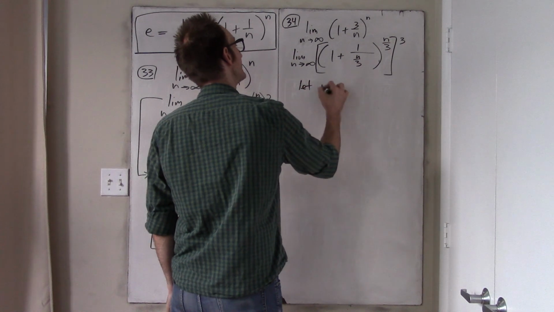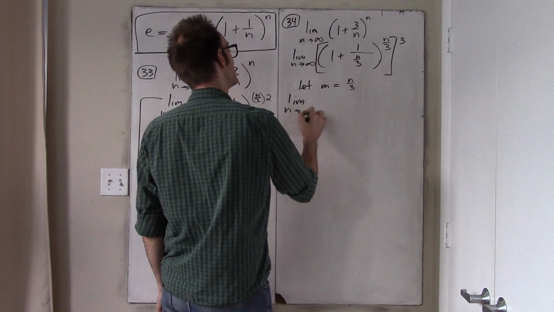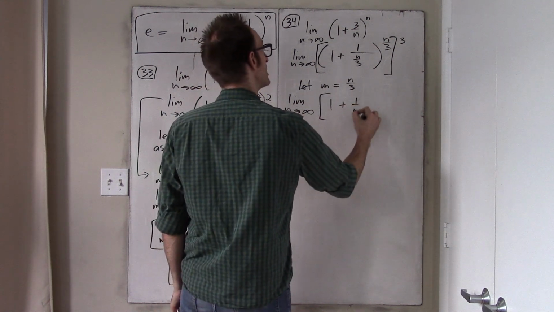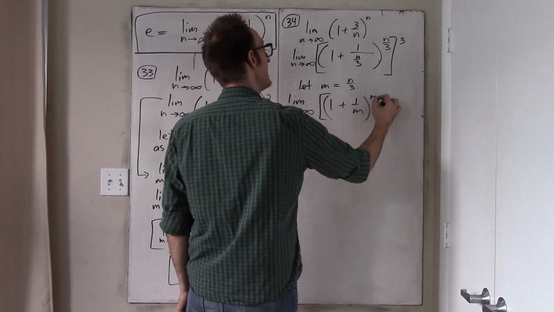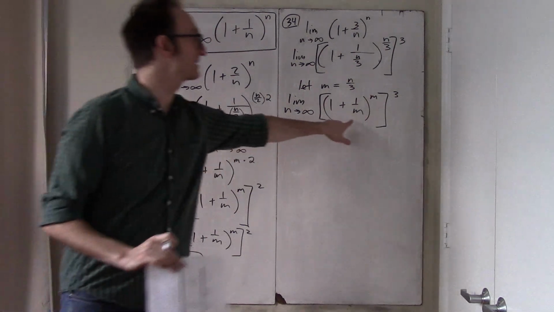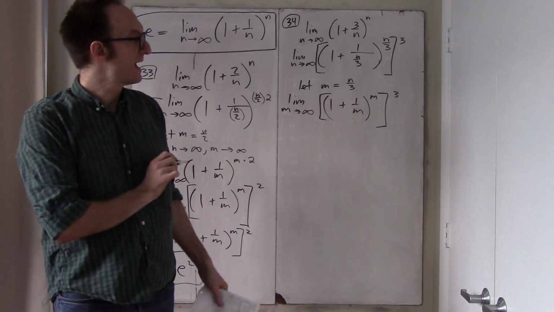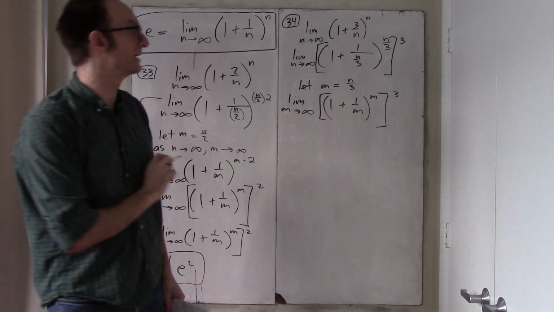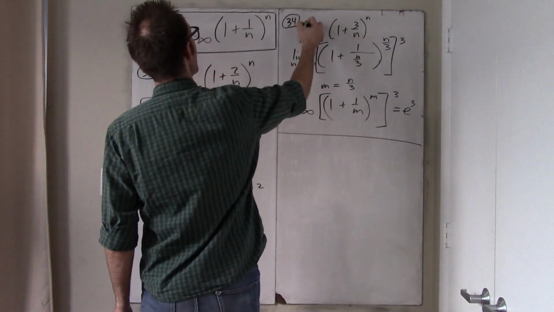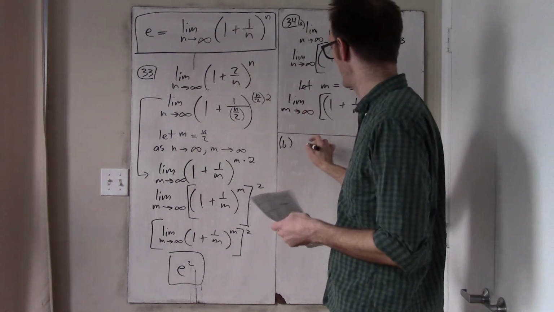Because now, if I let m be n over 3, then this is the limit, as n goes to infinity, of (1 plus 1 over m) to the m, but then that entire thing cubed. And everything inside the brackets, as m goes to infinity, becomes e. So the answer to this is e cubed. That was 34a, and 34b I think is similar, but with maybe an extra twist.